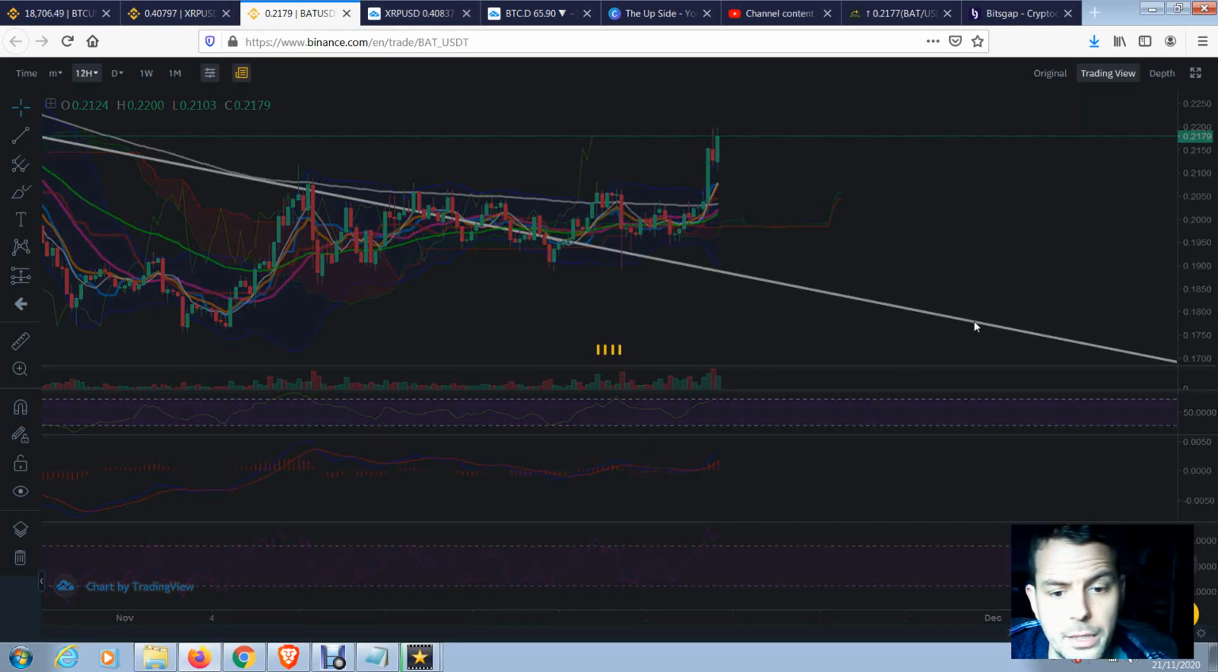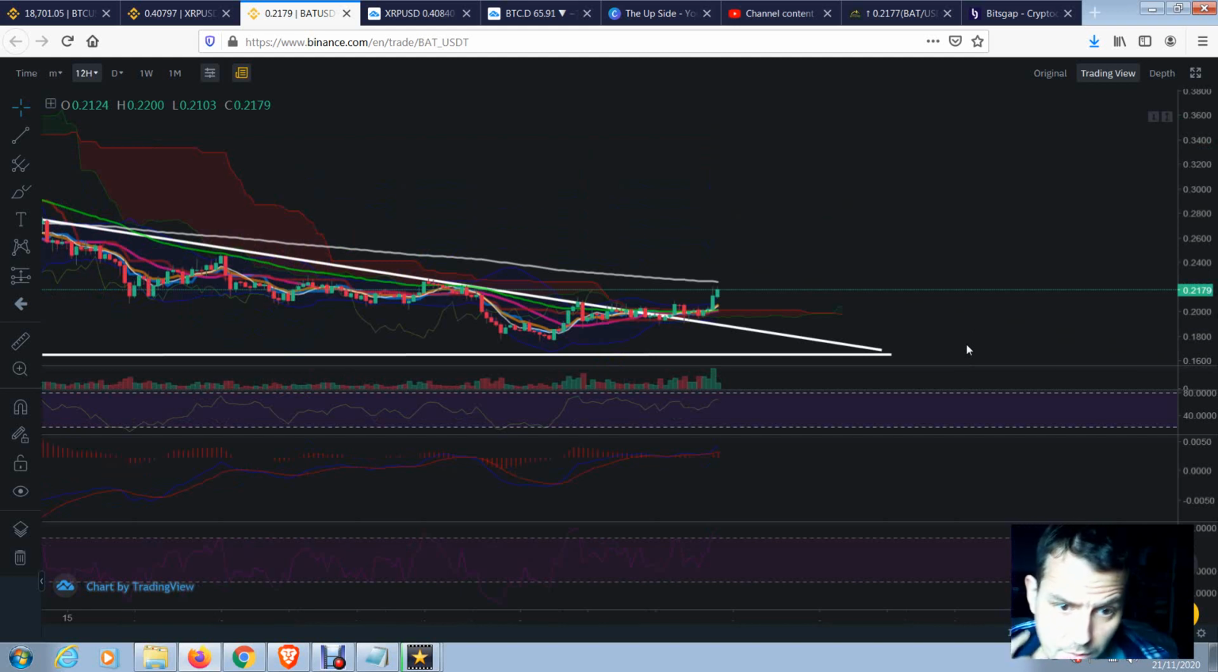To the 12-hourly, let's have a look at that. 12-hourly looking like it's being rejected on the 200 exponential, which is around 22. So we have not reached that yet, but 22.5 cent, that would be a nice area. MACD's turning up, RSI's turning up. Money flow index, plenty of room to move.